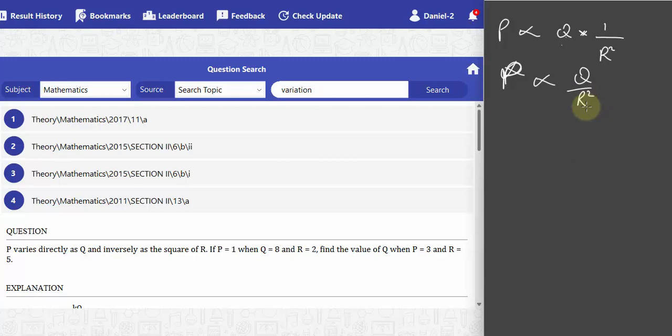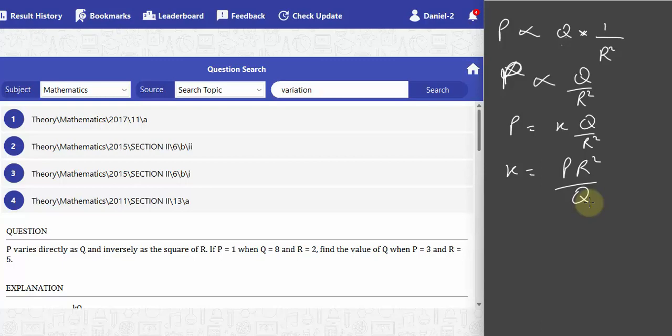So the next is to get the formula. The formula is P equals KQ over r squared. So this tells you the formula. But then we don't know the value of K, which is the constant of proportionality. So how do we get K? You make K the subject. So K equals P r squared over Q. So now we need to look for the value of K. So how do we get the value of K? You look at the question to get information.